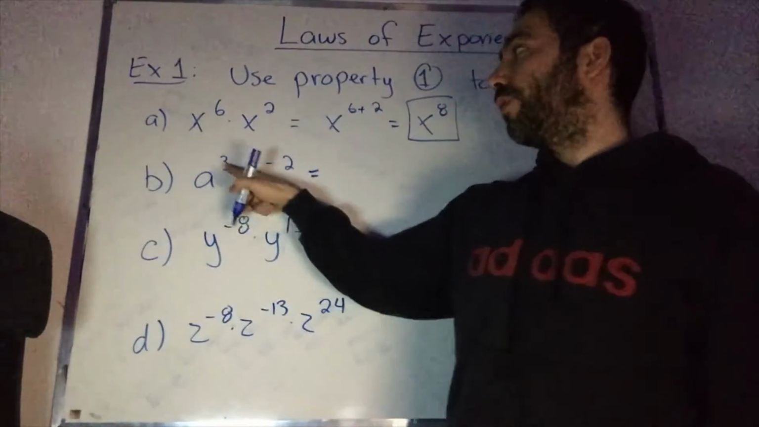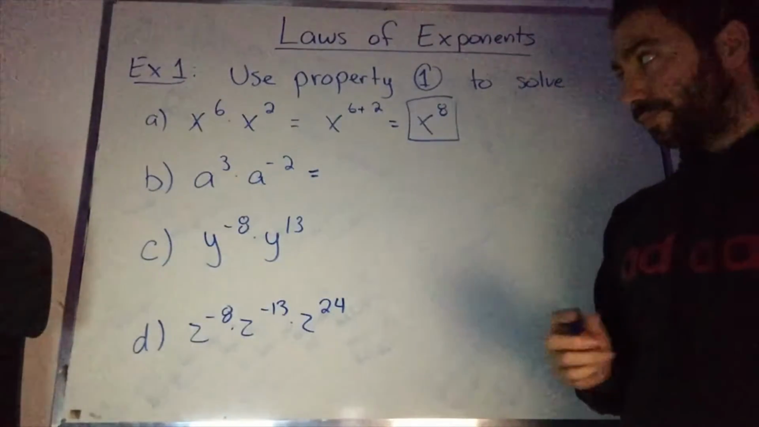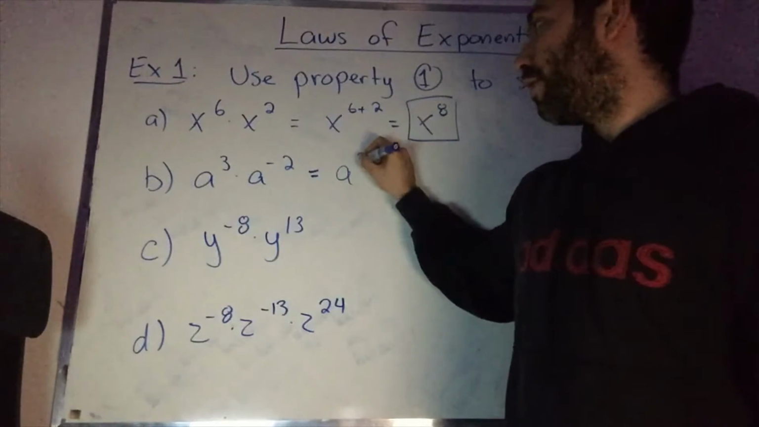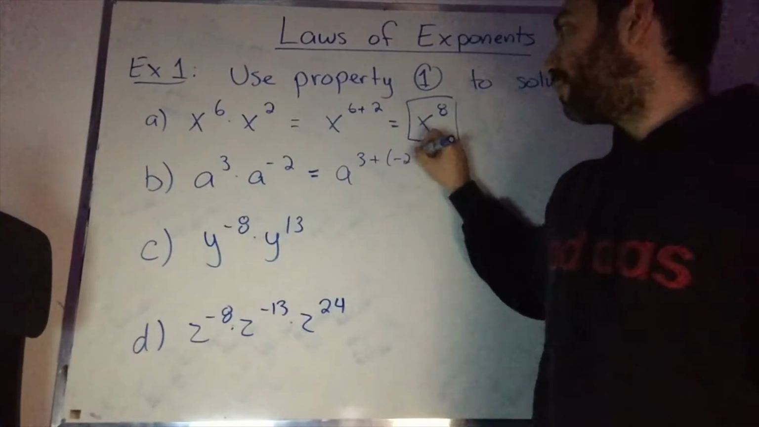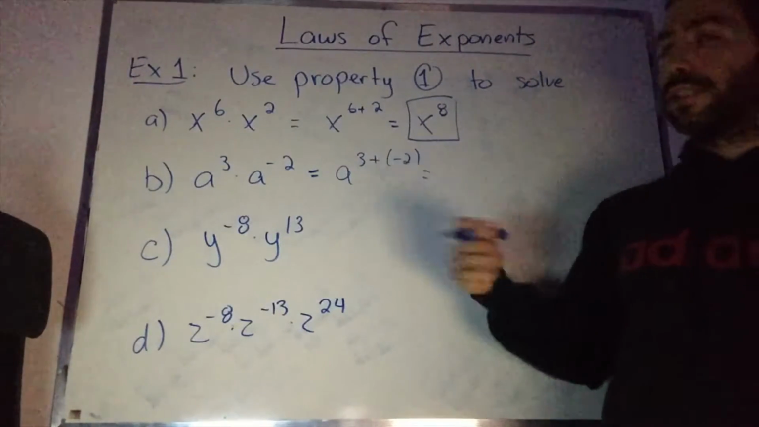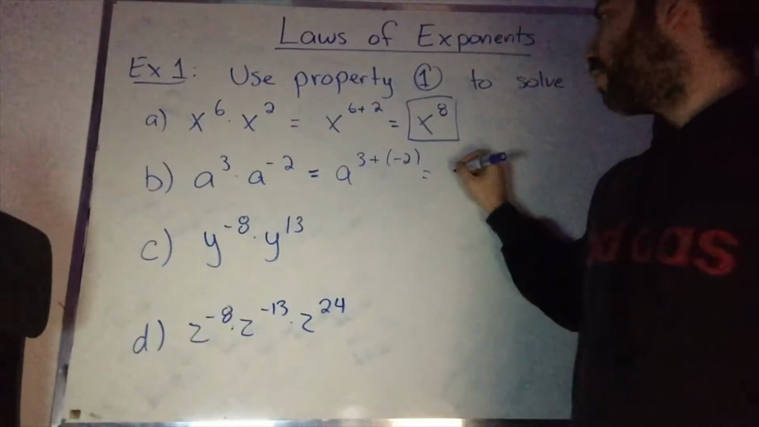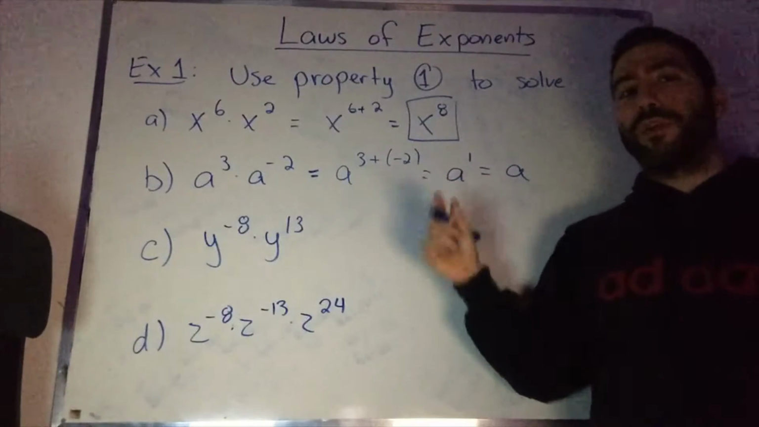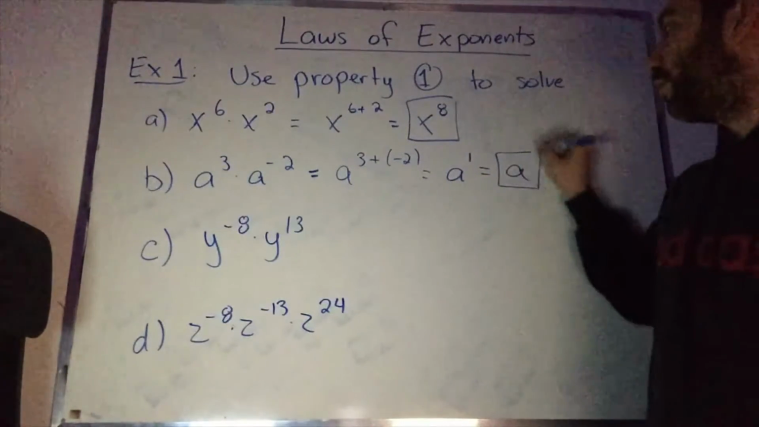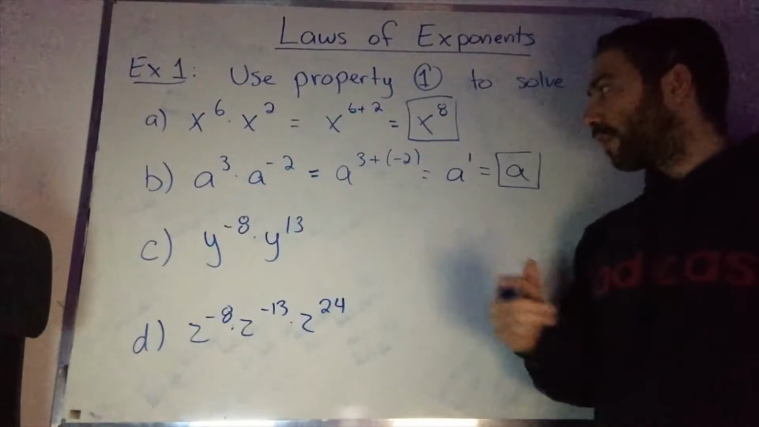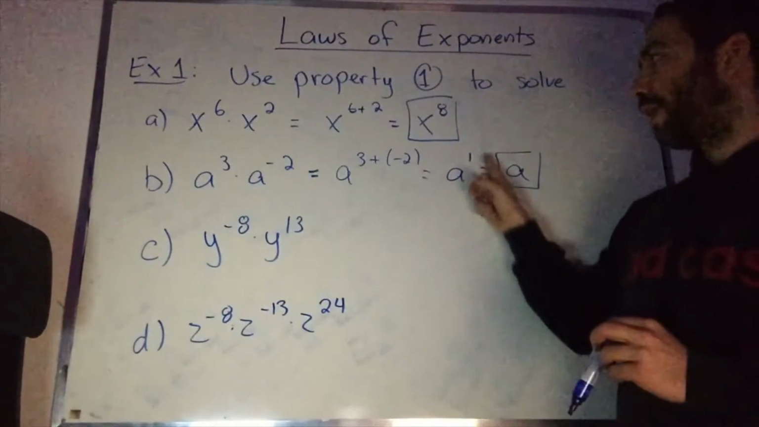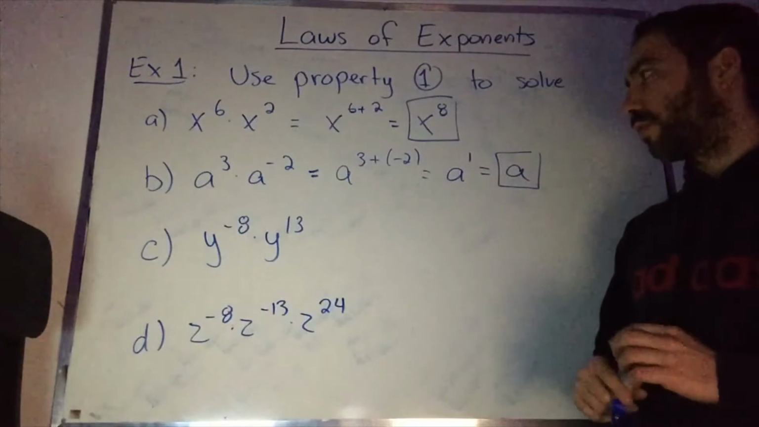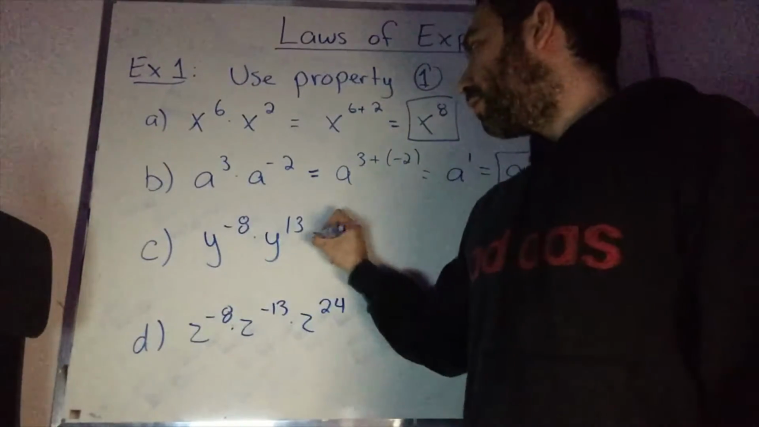So here we have a to the 3 times a to the negative 2. Since the bases are the same, we just add the exponents: 3 plus negative 2, which is the same as 3 minus 2, which is 1. A to the 1, which we could also write as just a. Whenever the exponent is 1, you could just not write it. But if you're still not comfortable with it, in the beginning you should still write down the exponent because it's not wrong. Okay, that's the answer for B.